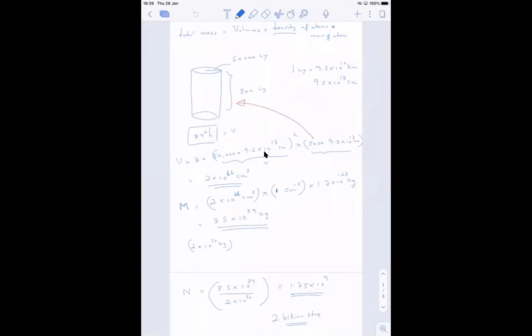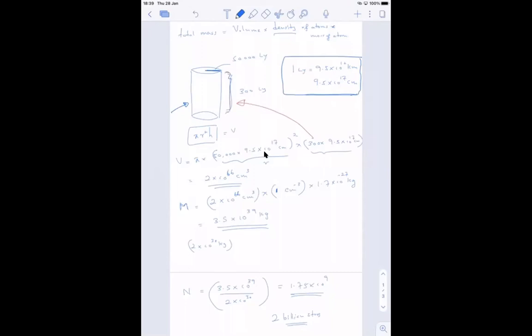And then what you see here is that I have converted light years into centimeters. One light year is how many centimeters, right? So I have converted that, and then I assume that our galaxy is cylindrical in shape, and the diameter is given. So I got the radius as half of the diameter, which is 50,000 light years. And the height is 300 light years, which is given here.